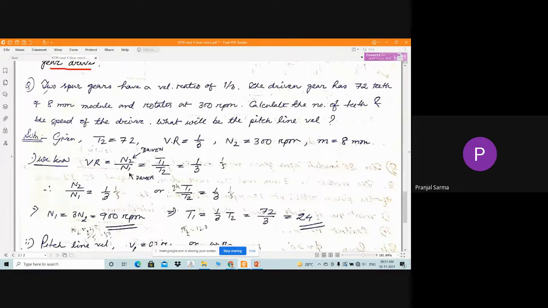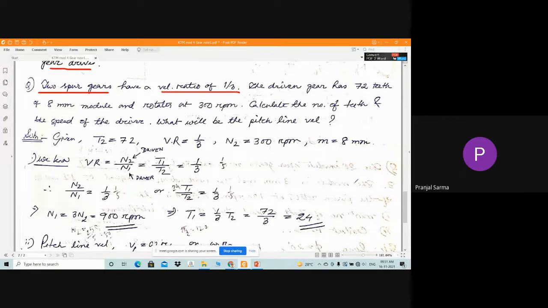Now, what does the problem statement say? It's a very easy one. There are two spur gears. Two spur gears have a velocity ratio of 1 by 3. So the velocity ratio is given. We already know there is a driven gear, or ultimately the driven shaft, and the driving gear or driving shaft. If it is written in terms of shaft, wheel, or gears, they have the same meaning, because sometimes we call the gear a gear wheel.